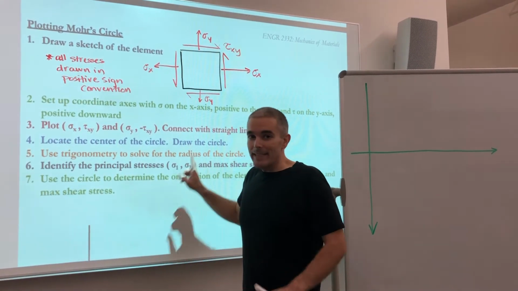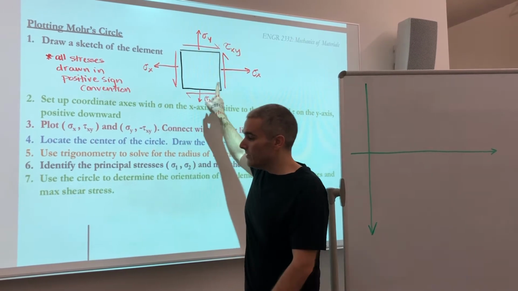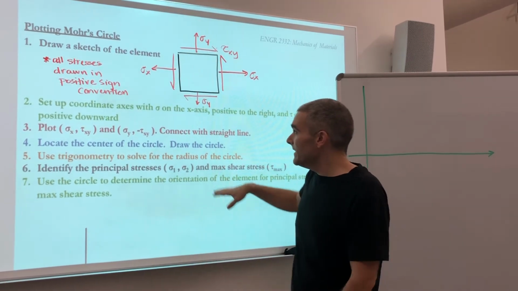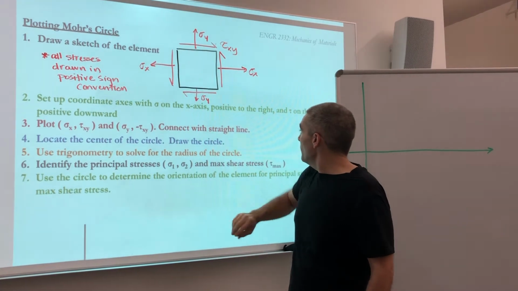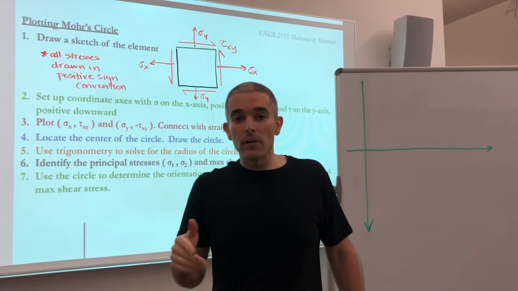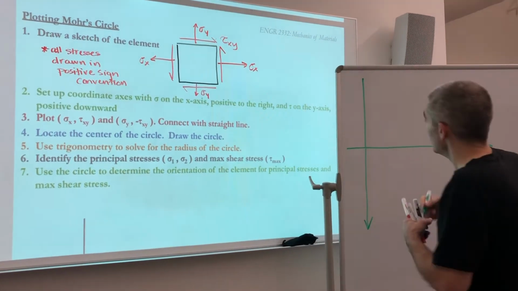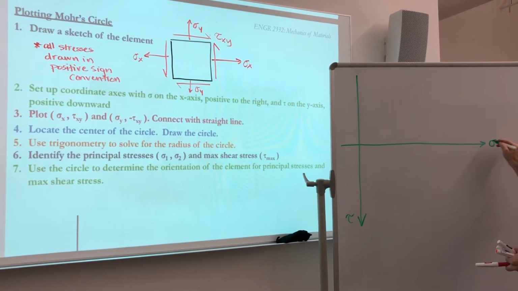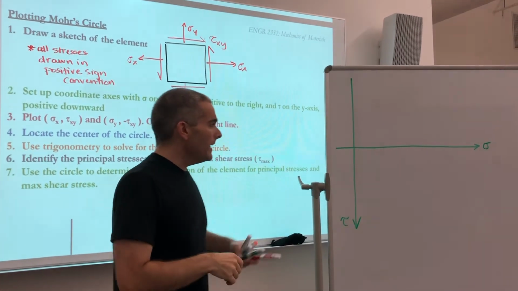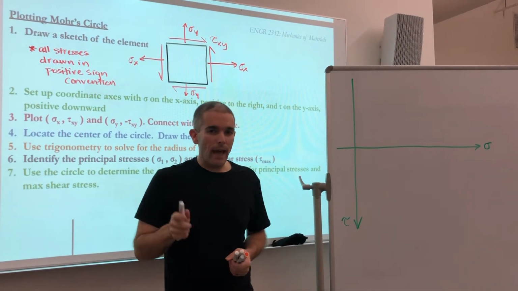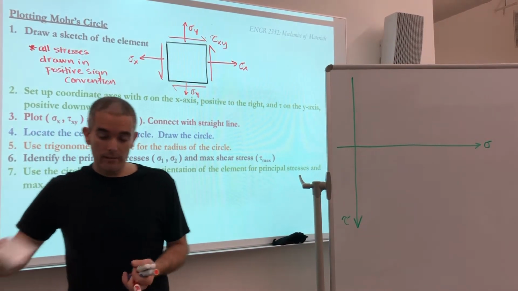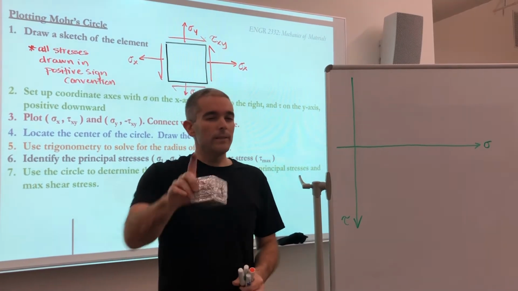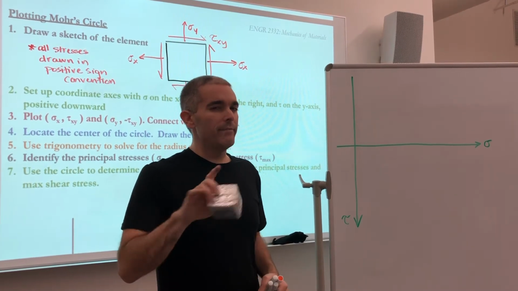Once we have the sketch of the element drawn and all of these stresses identified, we can move on to step number 2, which is to set up coordinate axes with sigma on the x-axis, positive to the right, and tau on the vertical y-axis, positive downward. I use this system because when we start to rotate our element, rotations in real life will match the direction on Mohr's circle. But we'll get there in a little bit. You might not understand that right at this second.